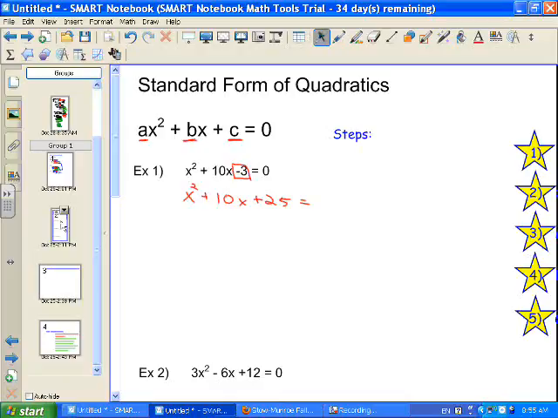Well, it's not, though. It's an equation. So what I did is I made a change to the one side. Now it's out of balance. So what did I do to turn this negative 3 into a positive 25? I added 28. Well, if I add 28 to the left, then I better add 28 to the right.